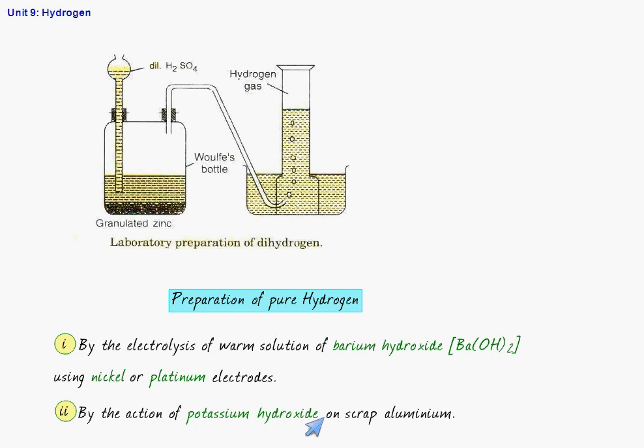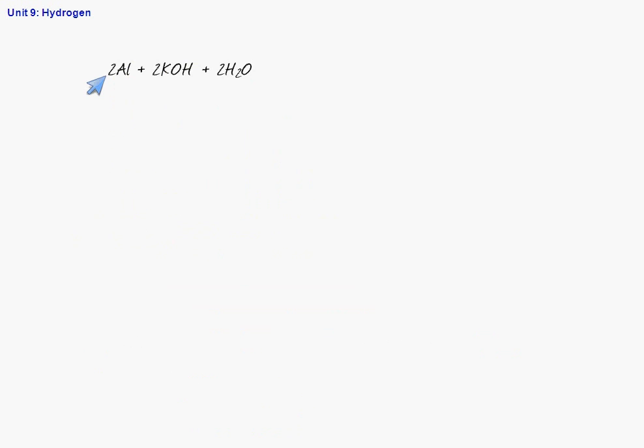The reaction is 2Al plus 2KOH plus 2H2O gives 2KAlO2 plus 3H2. Now this method is known as Uyeno's method. This method is used for preparing hydrogen for military purposes.